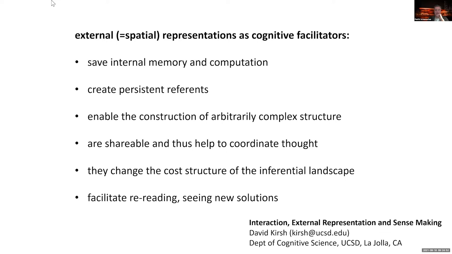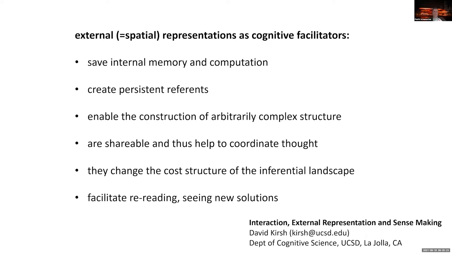So that's based on one of David's papers. It's about how we rely on external representations. When I say space, that means all the spatial representations as facilitators for cognitive work. And here are 8 points that I condensed into 6 points.